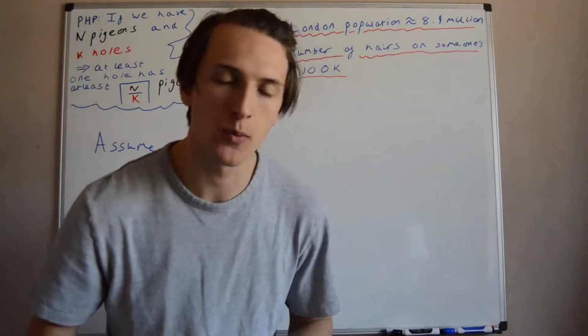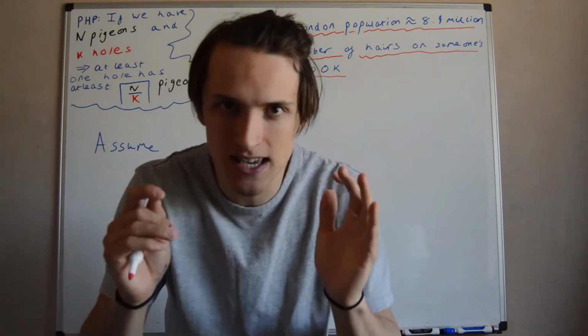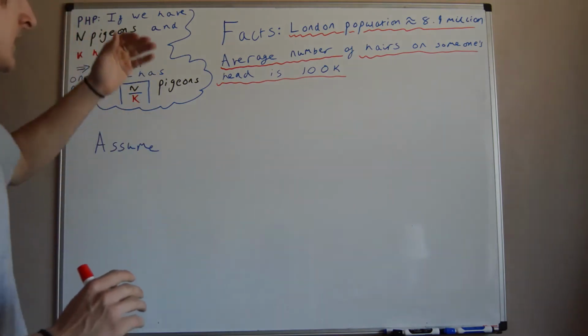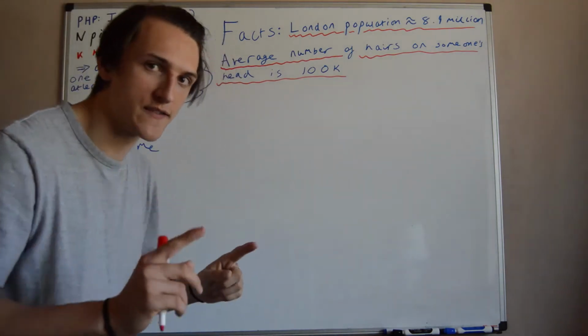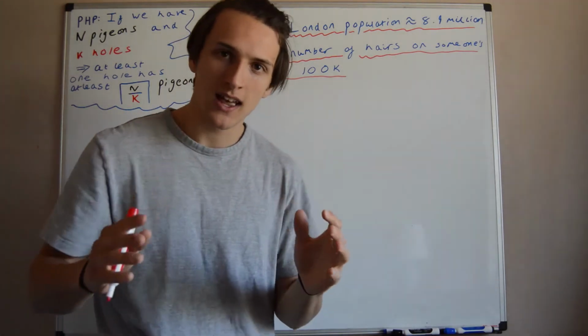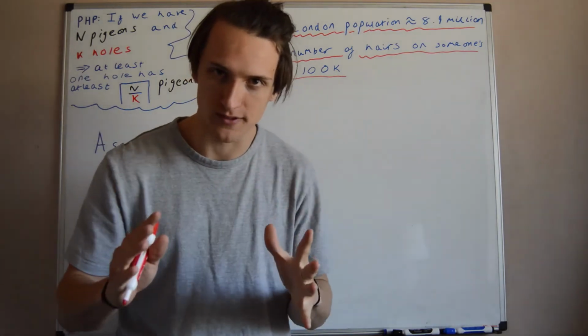So for our first problem, we're going to show that at least 5 people in London have exactly the same number of hairs on their head, and we're going to do that using the pigeonhole principle. So, 2 facts. First fact is, in London, the population is about 8.9 million, and the average number of hairs on someone's head is 100,000.